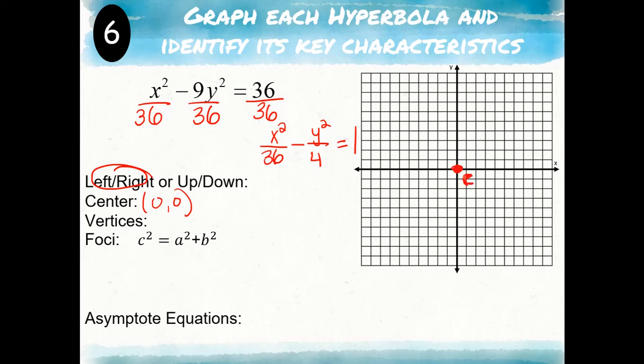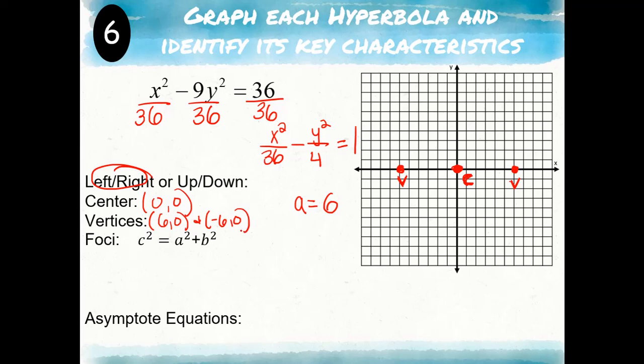Put a C there. My vertices, that is the number that's coming first. So it's A. So A is going to be 6. Square root of that. So I'm going to go 6 left and right. 1, 2, 3, 4, 5, 6. So that's a vertice and a vertice. Let's label those down there. So 6, 0 and negative 6, 0.